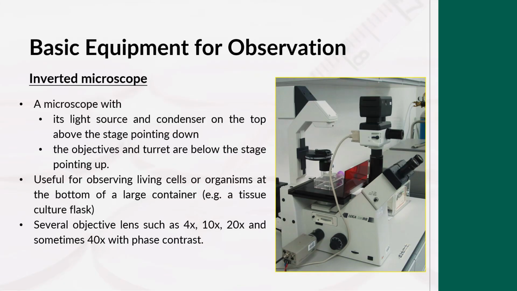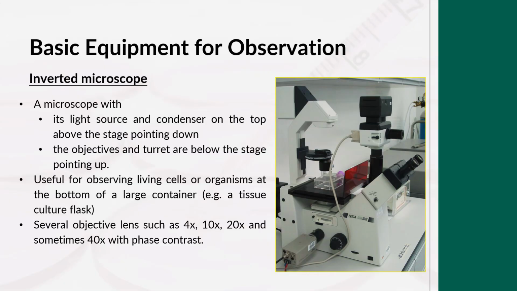Okay, so this is an example of an inverted microscope. It has a light source and a condenser at the top of the stage pointing down, and the objectives and turret are below the stage pointing up. These are very useful microscopes that are generally found in all cell culture labs near the biosafety cabinet or the cell culture hoods.